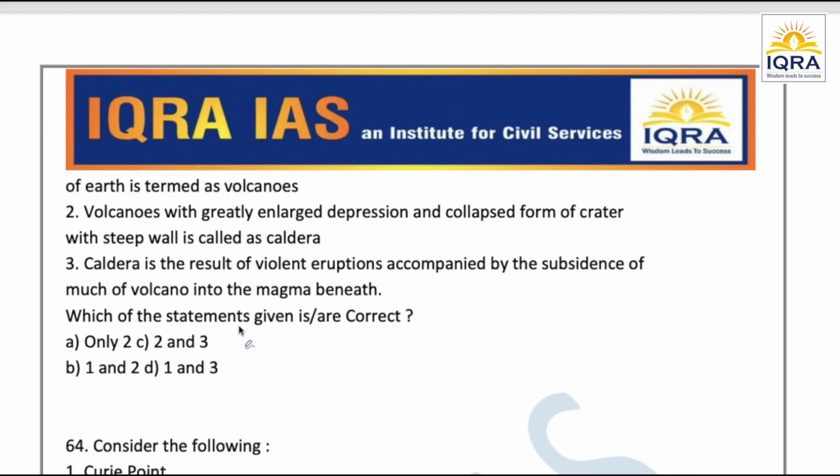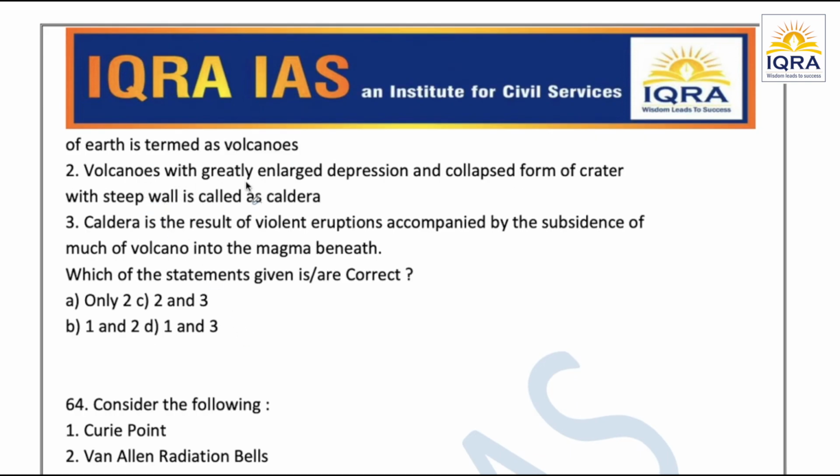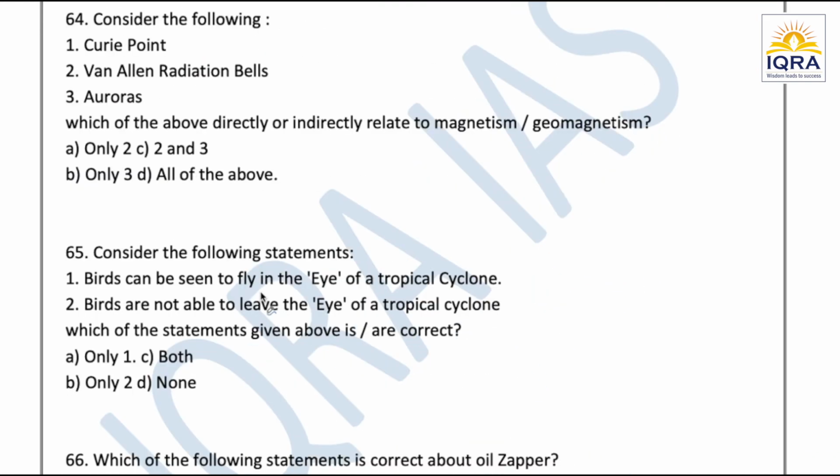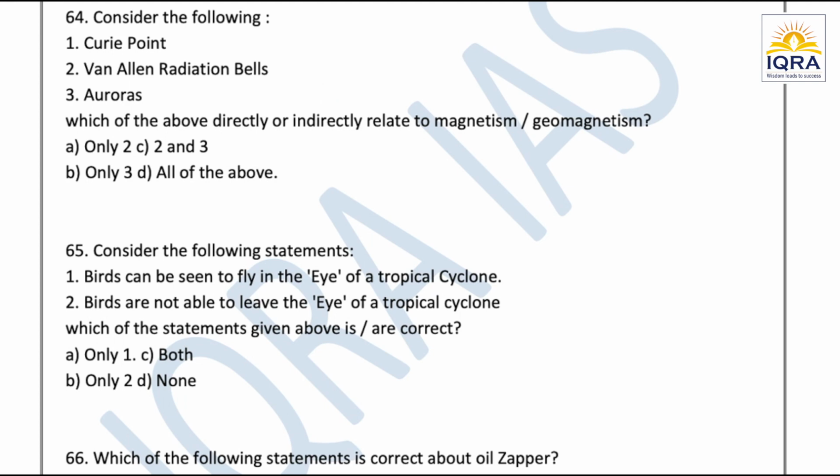Let's read the next statements. Statement 2 says volcano with a greatly enlarged depression and collapsed form of crater with steep wall is called caldera. Yes, this is a correct statement. ठीक है. Statement 3 says caldera is a result of violent eruption accompanied by the subsidence of much of volcano into the magma beneath. Yes, this is also the correct statement. So matlab second or third are the correct statement. Hence our answer becomes option number C. That is 2 and 3 are the correct statements. Right. Moving on to the next question.